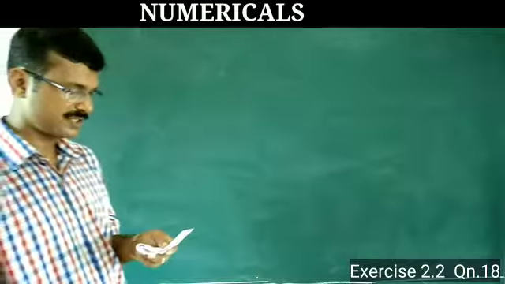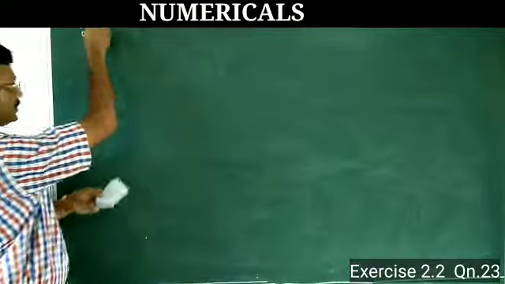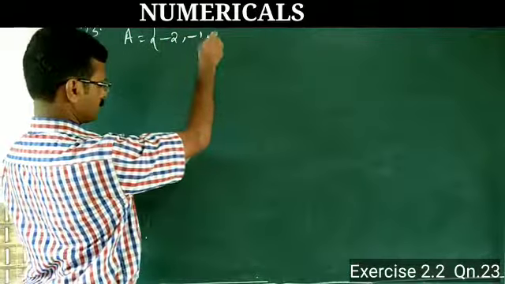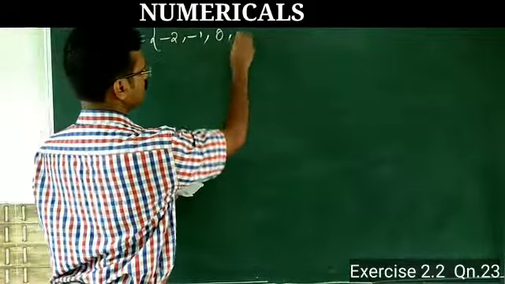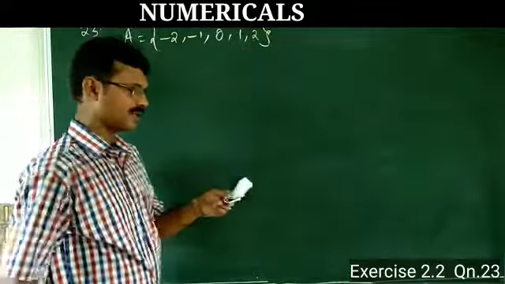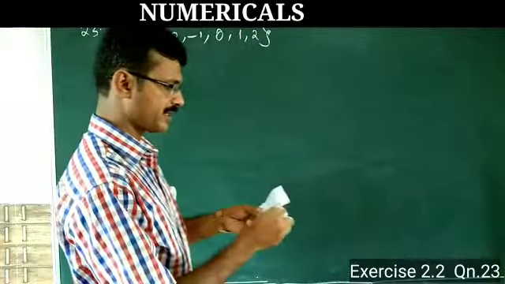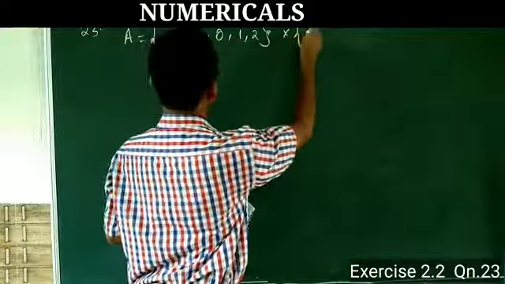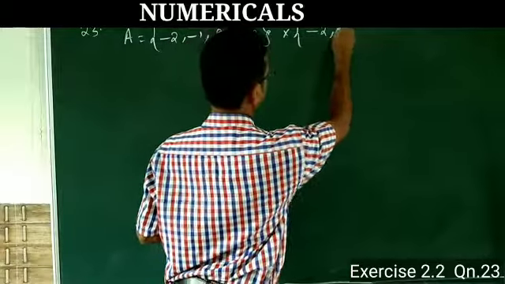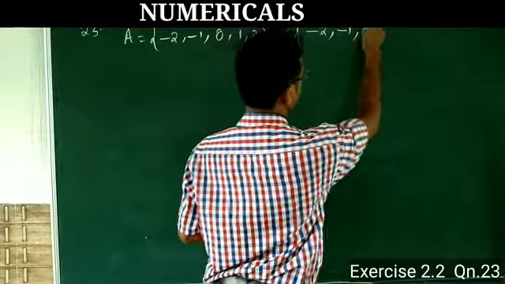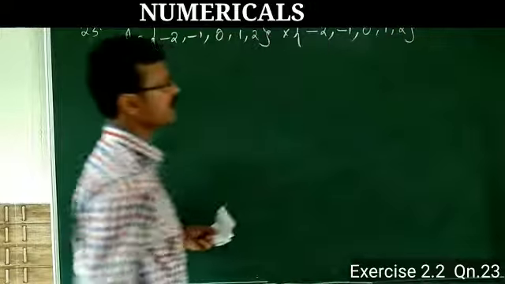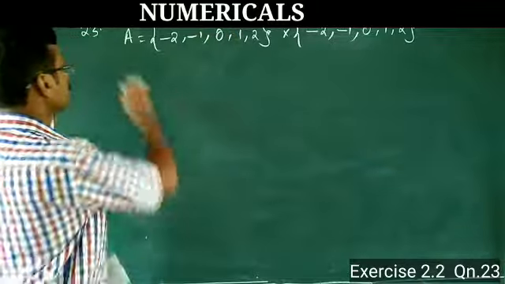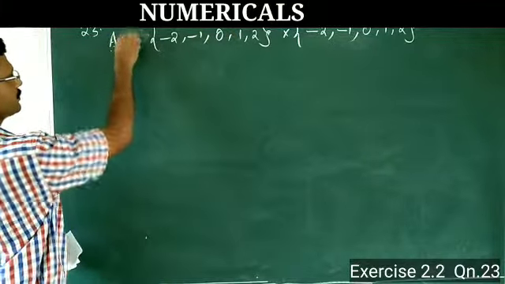Okay, now we will do the next question, number 23. Here A is given: -2, -1, 0, 1, 2. List the ordered pairs satisfying the relation on A. Relation on A means it is from A to A, so once again we have to copy down this A: -2, -1, 0, 1, 2. That is, we have to go for A cross A.